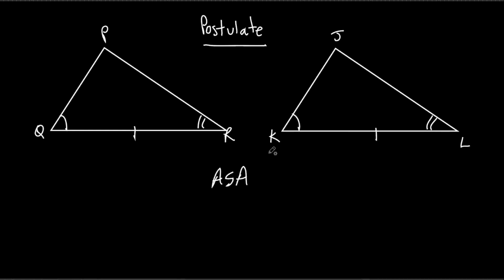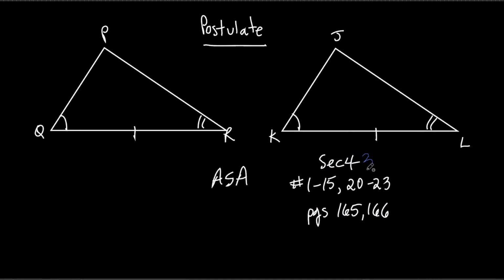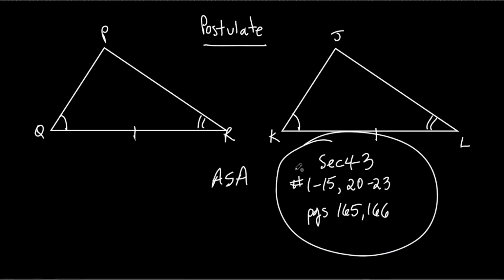So you do have homework tonight. It's on your sheet. If you don't have it on the sheet, I'll write it down. It will be on the video after I write it down. So what is this? 4-3? Yeah, it's 1 to 15. I gave you a few extras, though. 20 to 23. Okay, 1 to 15, 20 to 23. This page is 165, 166, and it's section 4-3. That's the homework.